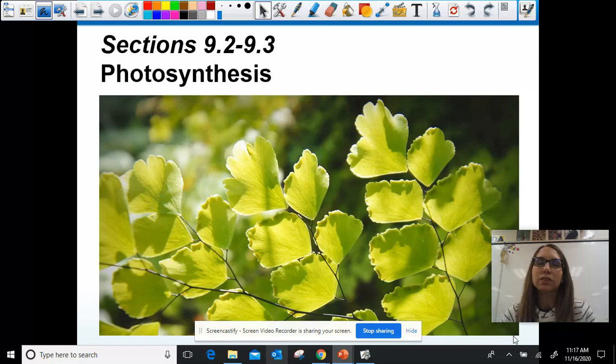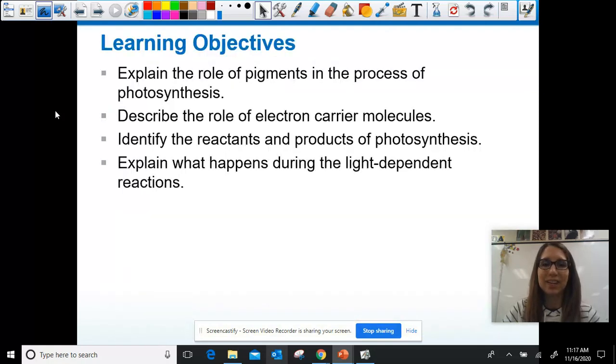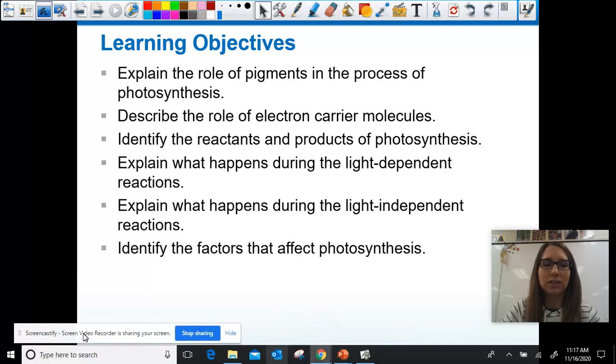Okay. So go ahead and get the heading though, sections 9.2 and 9.3, photosynthesis. All right. So we are going to look at the details of this process. I know you all have learned about photosynthesis in the past, but my guess is that you have not learned about it at any level of detail that's going to be similar to what we'll be talking about today and as part of this chapter.